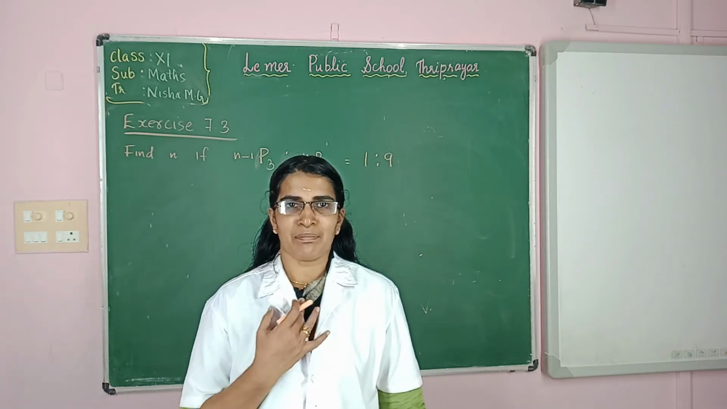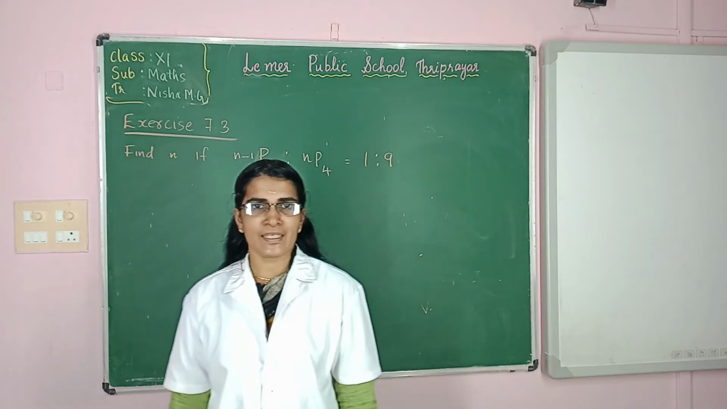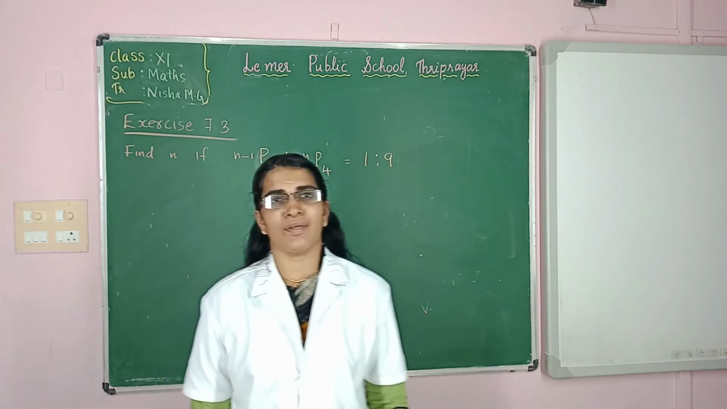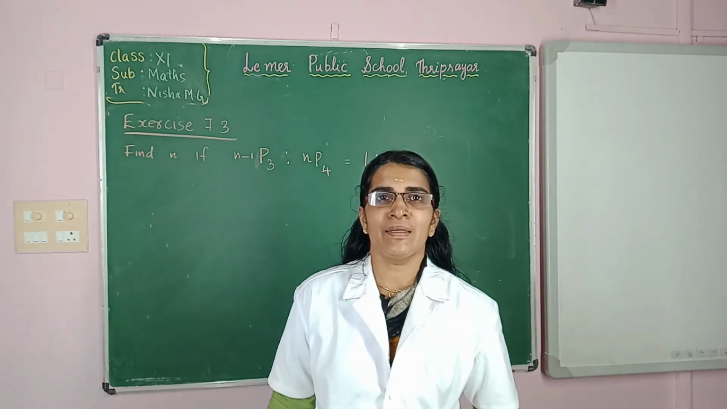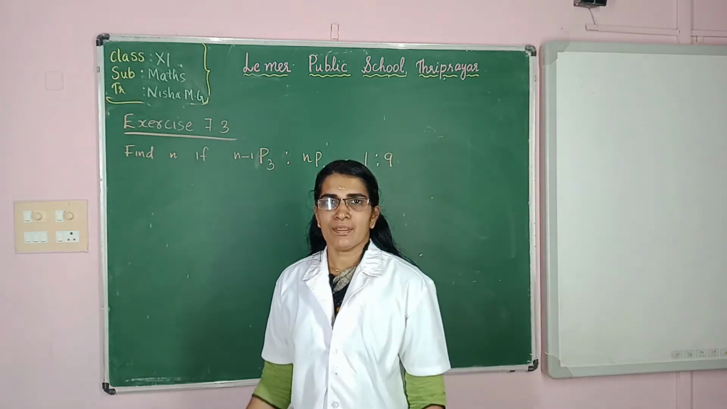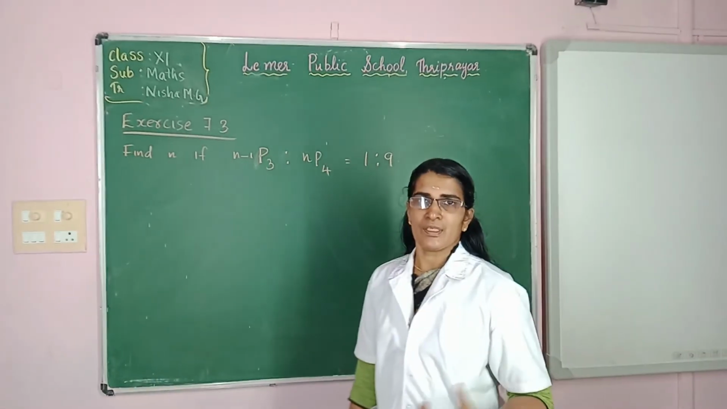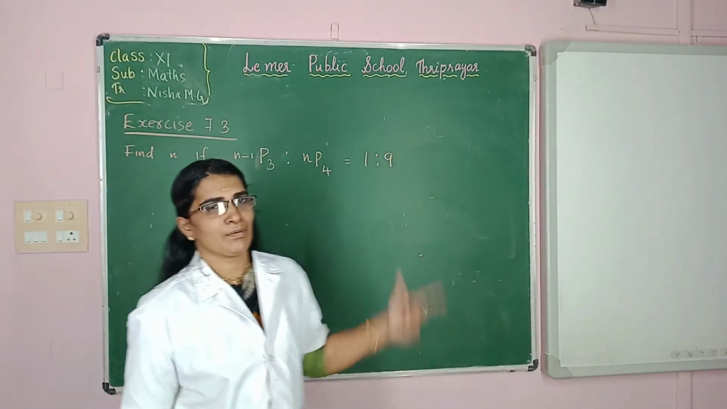In the lesson chapter 7, permutations and combinations, we have completed two exercises. We have started permutation and we have studied the formula to find permutation. Now in this exercise 7.3 we have done some questions. Let us do two questions now.